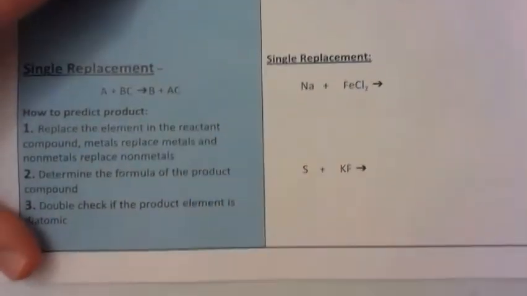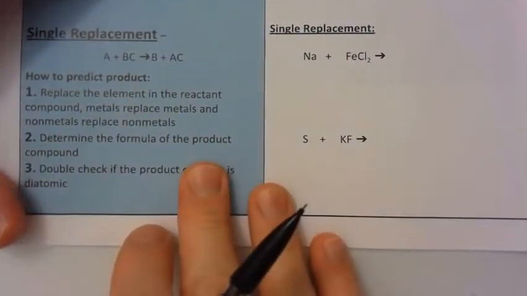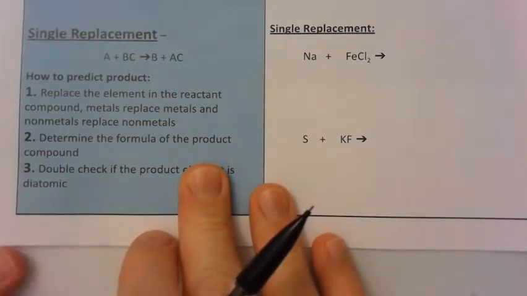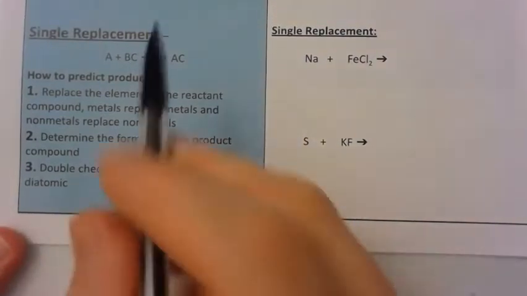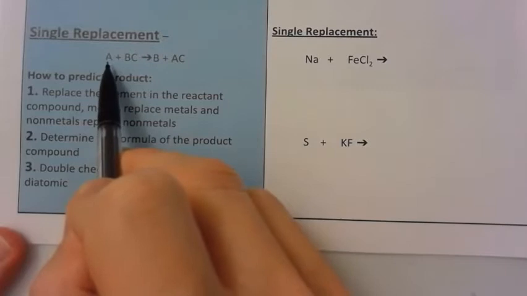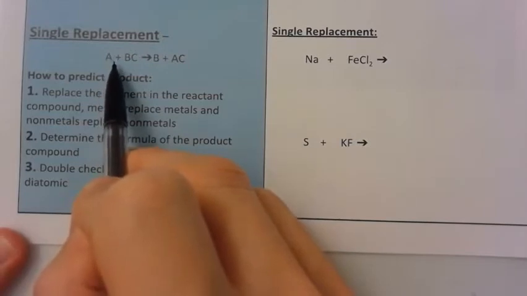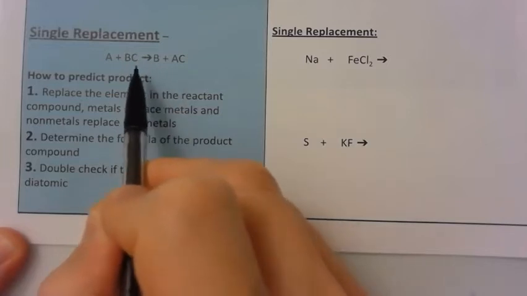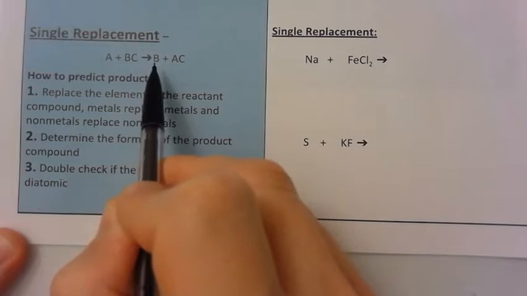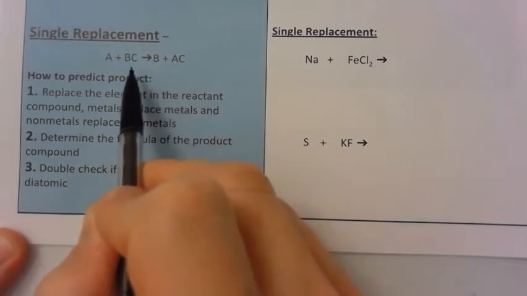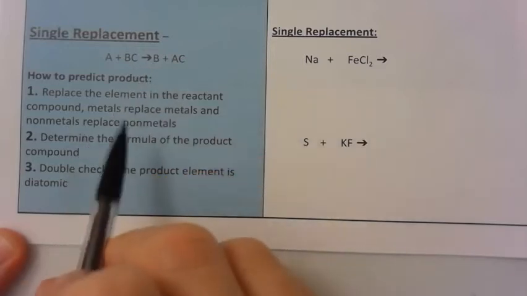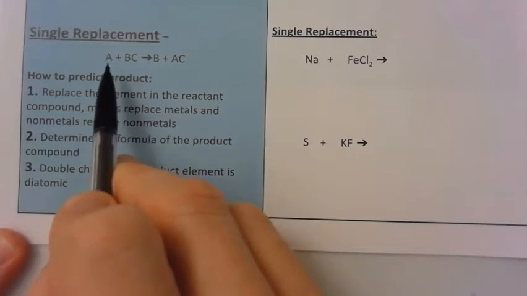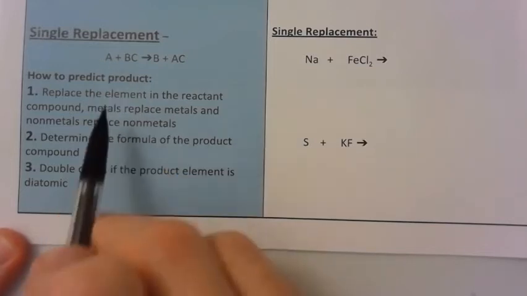Next up, we're going to talk about single replacement. And for single replacement, we have to really look at what type of element is by itself. Remember, for single replacement, it's an element plus a compound, and then it's going to replace one of the 2 ions in that compound and make it by itself. And what gets replaced really depends on the element, whether or not this A is a metal or a nonmetal.